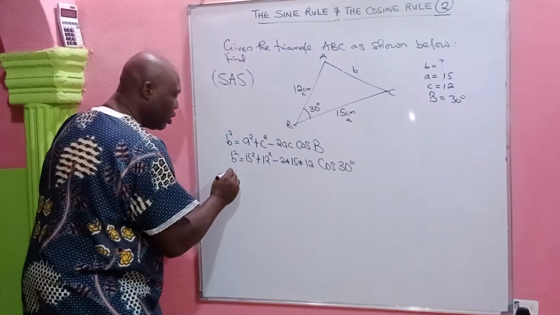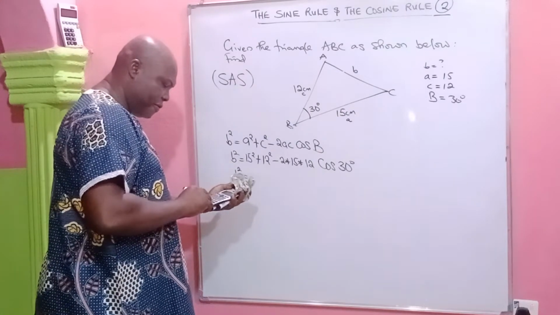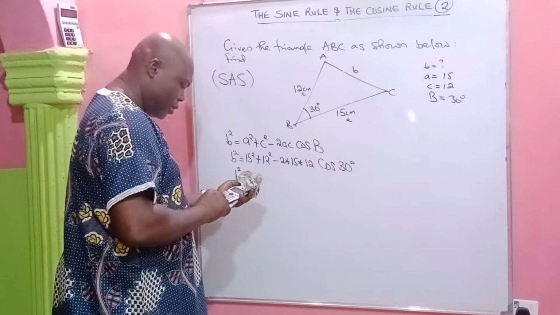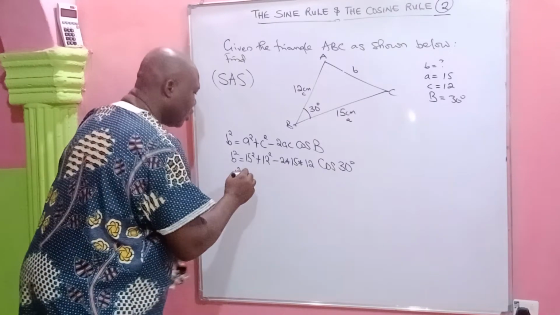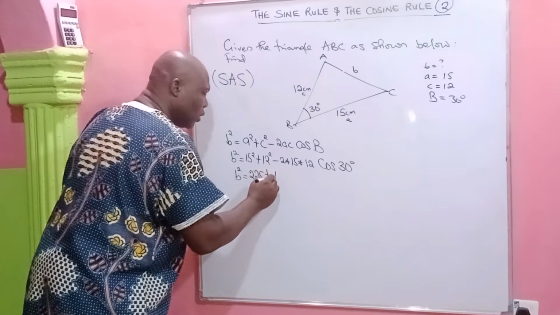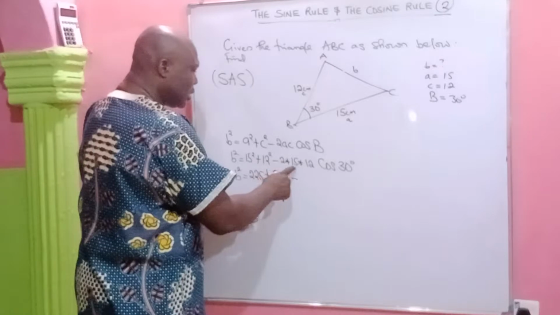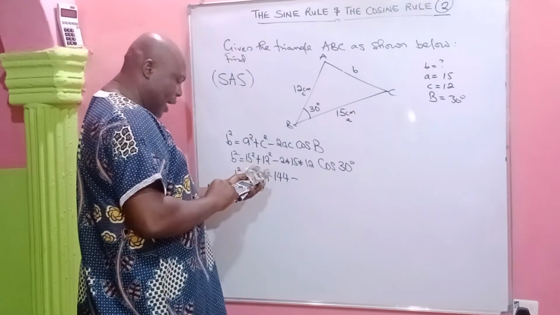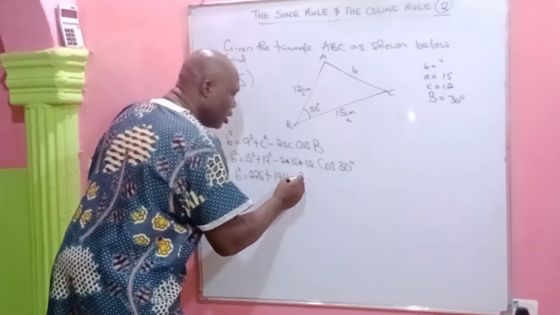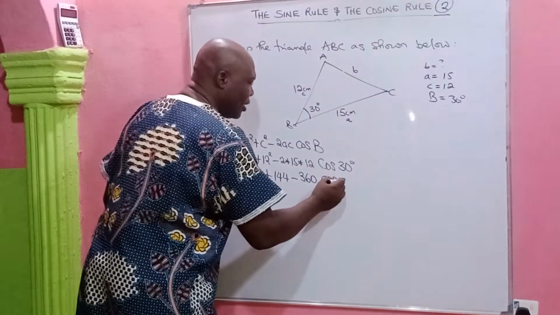So this is simply going to be b squared is equal to 15 squared, that's 225. 15 times 15 is 225. So we have 225 plus 12 squared, which is 144, minus 2 times 15 times 12. 2 times 15 is 30, and 30 times 12 simply gives us 360. Then the cos of 30 degrees.